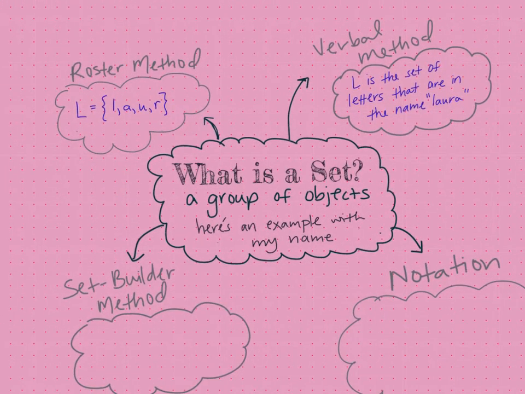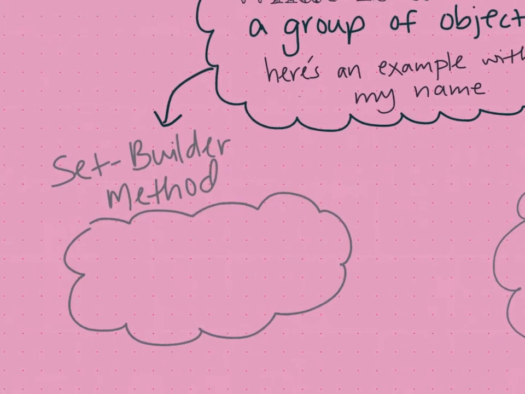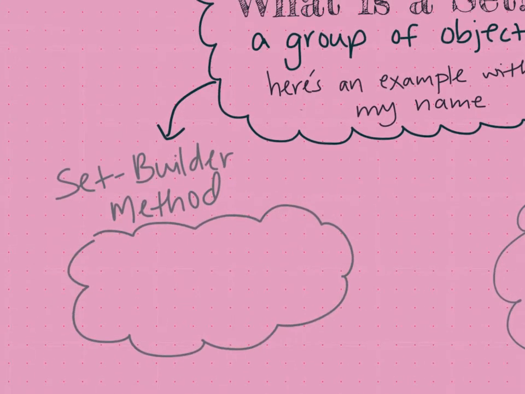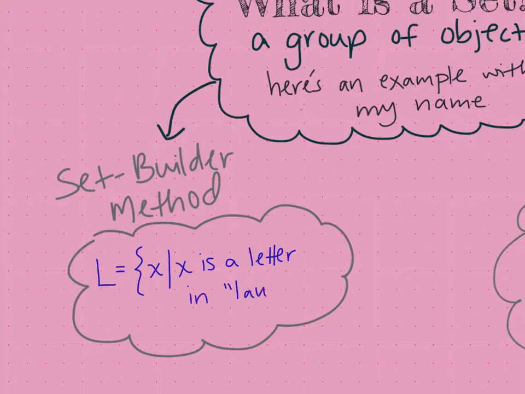Then we'll take a look at set builder method, and set builder method is sort of a combination of both the verbal and the roster methods, and it looks like the most mathy. Here's the set builder method. So we're going to say that L, again, is brackets. L is every single, and then we're going to use a dummy variable, in this case x, since x is not a part of our set. So L is all x's such that x is a letter in Laura.